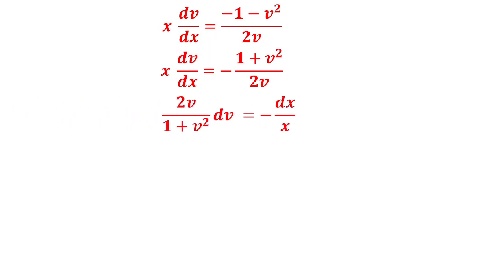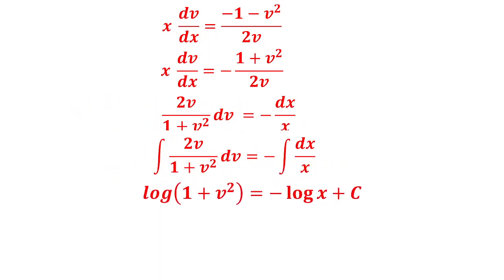Therefore it will become 2v upon 1 plus v square into dv is equal to dx by x. Sorry, x upon dx will go to the right hand side as dx by x. Already there is a minus sign. Now do the integration. Very simple integration, because in the left hand side the numerator contains the differentiation of the denominator, therefore log of 1 plus v square. Right hand side dx upon x, therefore log x.